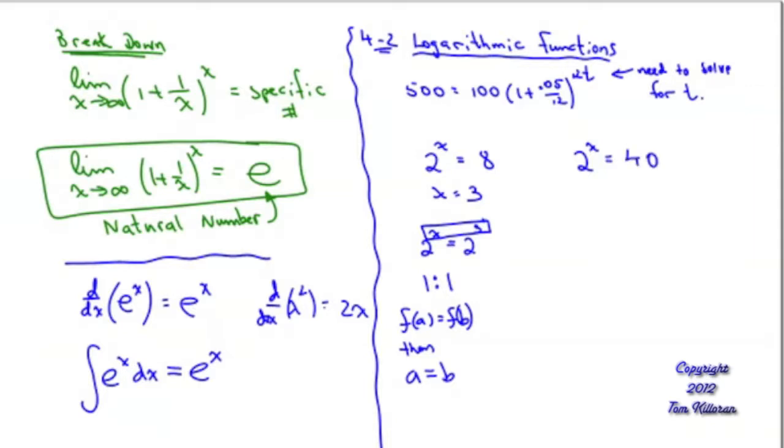2 to the x equals 40. Now you have to go in your head and go, oh, 2 raised to what power is equal to 40? 2 to the third is 8. 2 to the fourth is 16. 2 to the fifth is? Come on, just double it. 32. All you're doing is doubling.